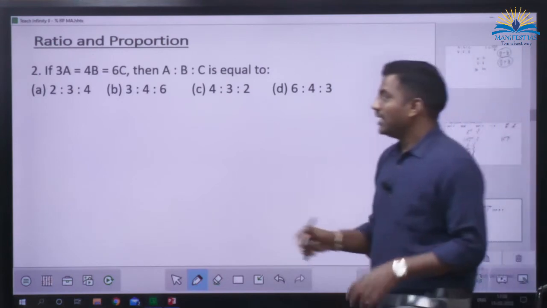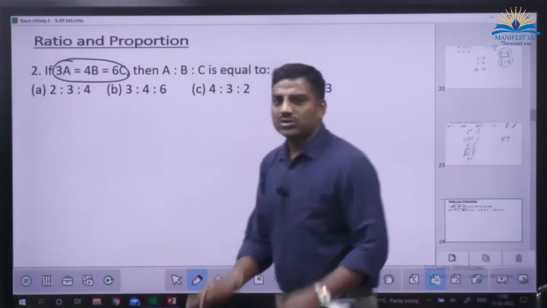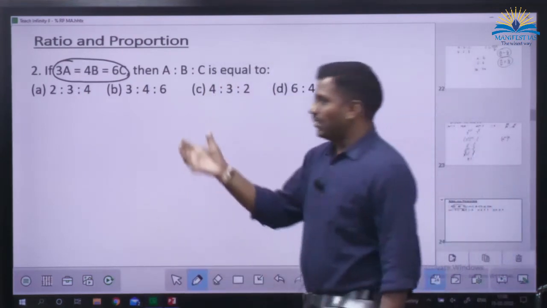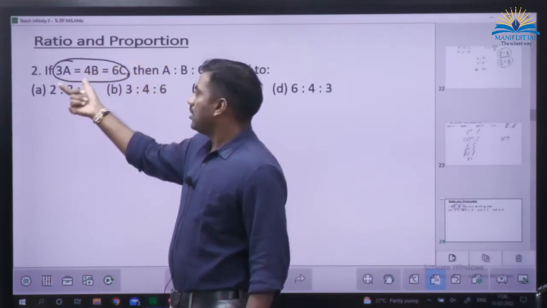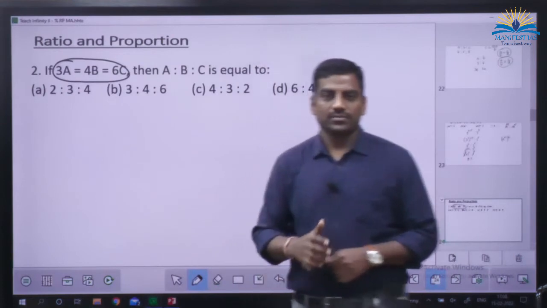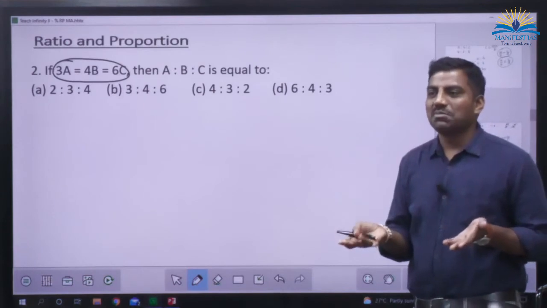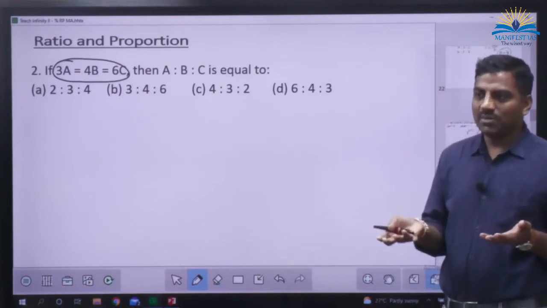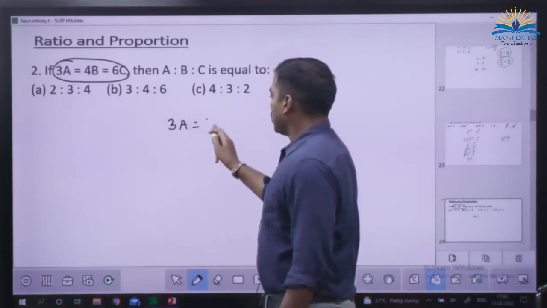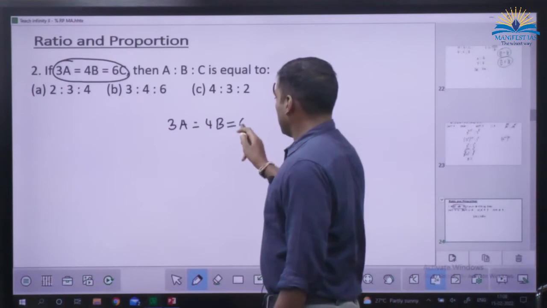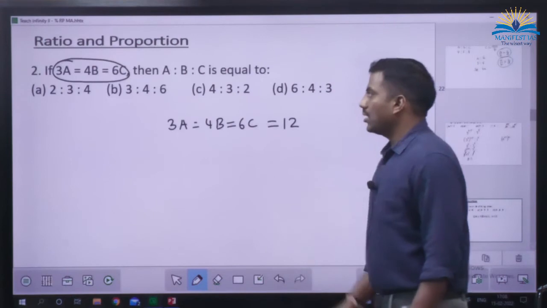Let us work out. They are equating these expressions, 3a, 4b and 6c, to something, right? So think of a number which can be divided by 3, 4 and 6. 12. Basically, what is that number? LCM. So 3a is equal to 4b is equal to 6c. I will try to equate it to 12.